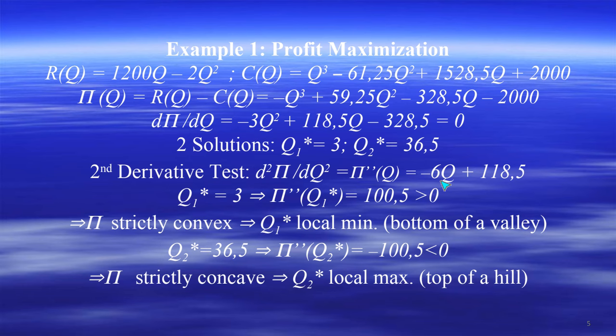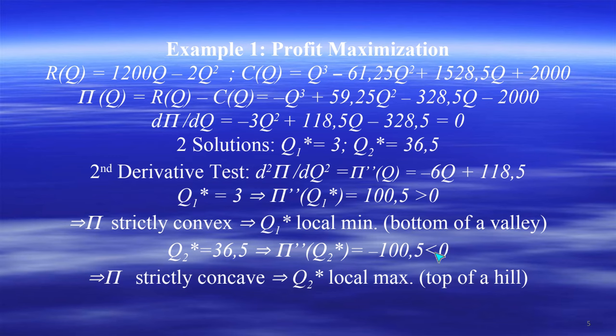Whatever the intermediate value, you just put it here and calculate it. Minus 6 times 36.5, and then when you add plus 118.5, you obtain this time minus 100.5 at Q2 star, which is 36.5. The second derivative at this point is minus 100.5, very symmetric, and it is negative, of course.